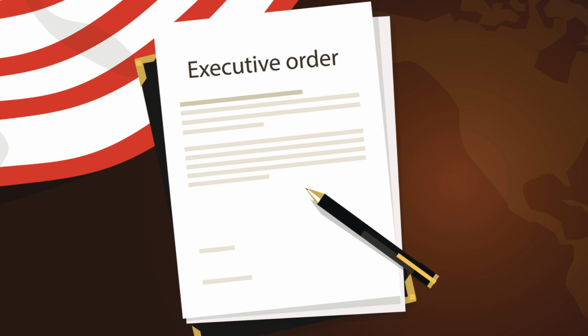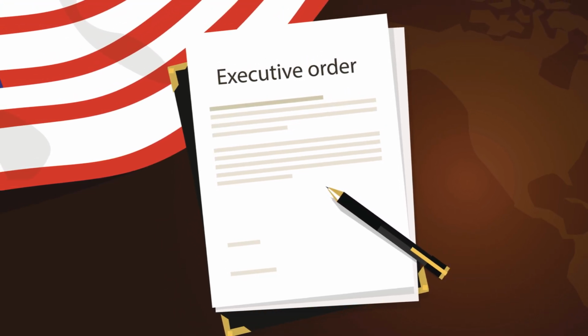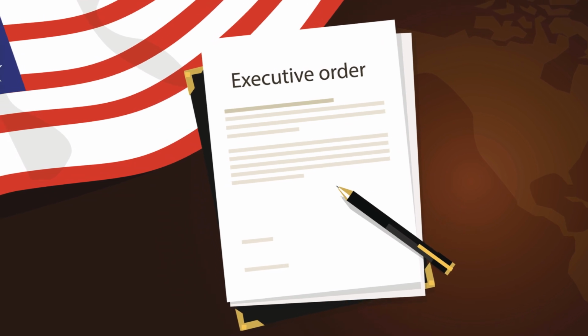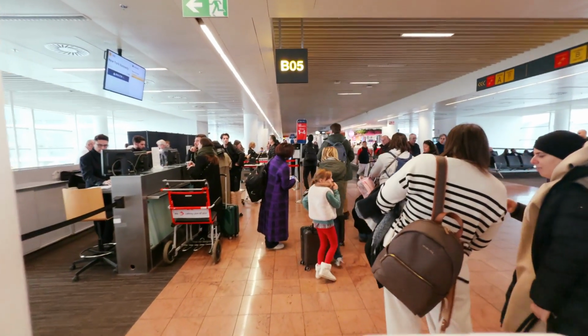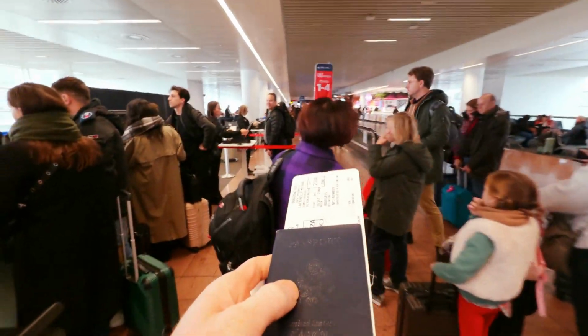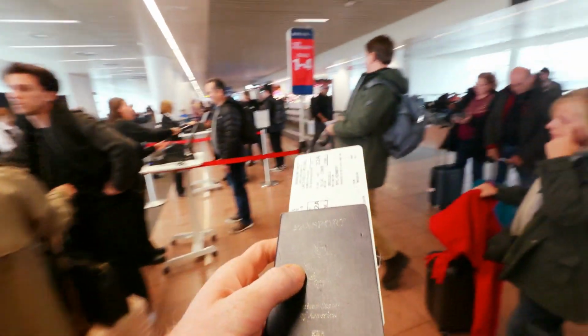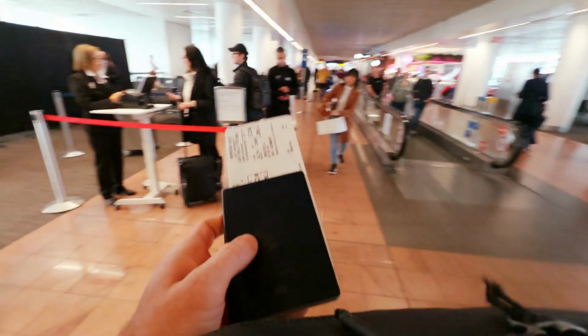Just days after taking office, Donald Trump signed an executive order that would come to define his presidency as much as any other, the so-called Muslim ban. This order, issued with little warning and even less clarity, barred citizens from 7 Muslim-majority countries from entering the United States, throwing airports across the country into chaos and sparking protests in cities around the world.